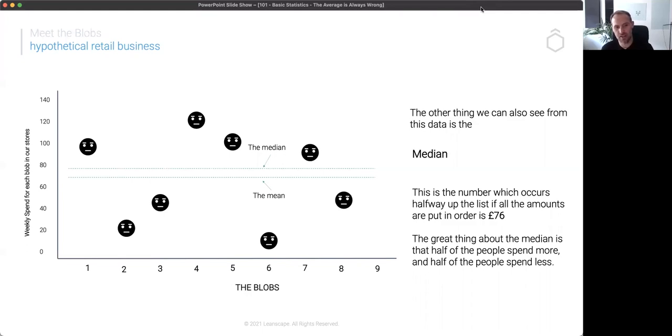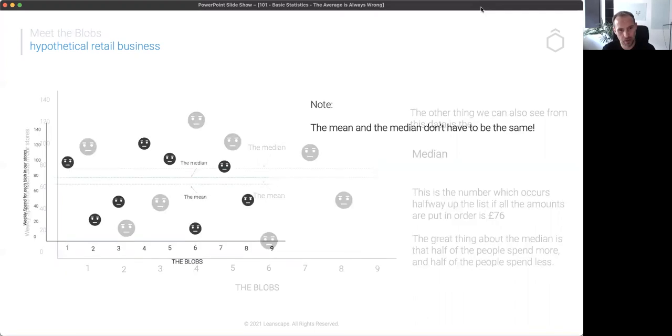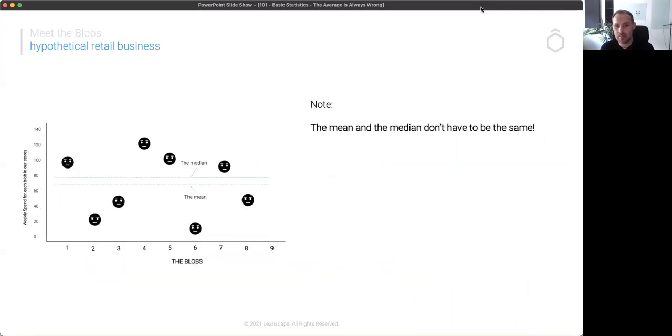So we can see there that the mean and the median are pretty close, but they're not necessarily the same in this example. And as we say, the mean and the median don't have to be the same. Ideally, we would love it if they were very, very close to each other, but sometimes they don't have to be the same.